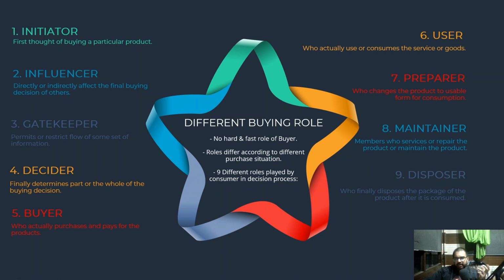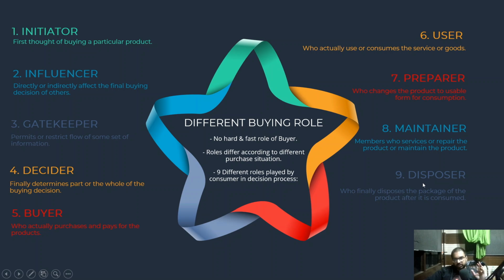To understand the role of a preparer, understand the role of a cook in a family. It is the cook in the family who will convert those vegetables, cereals, and staple items into the final consumption form. The preparer is the individual who changes the product into some usable form. So when parents buy a toy for their kids, they will make sure that the batteries are properly installed in the toy and the toy is appropriately charged. Then you have the role of a maintainer. Maintainers are those members of society who either repair or maintain the product so that the consumer can continue getting the benefit of the product they have bought. So the maintainer plays a very important role.